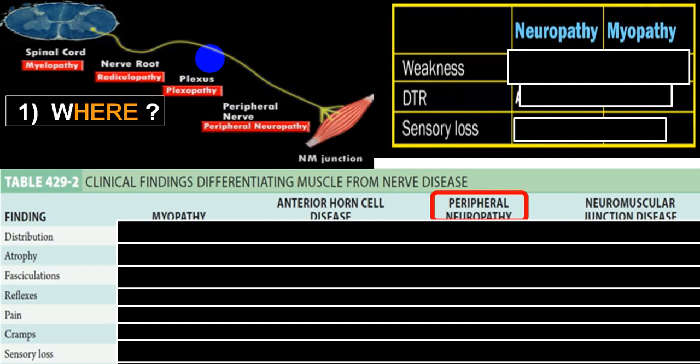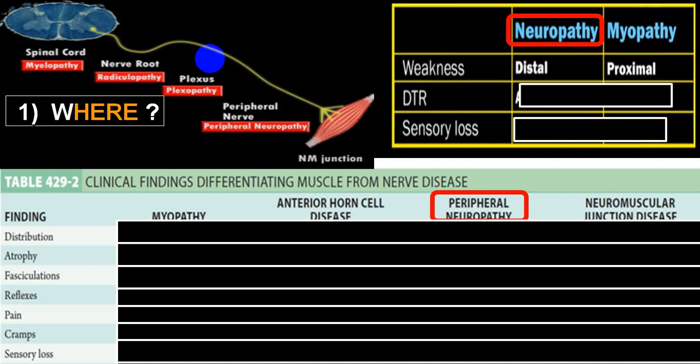So that we call peripheral neuropathy, or the word used is neuropathy. In neuropathy, to differentiate from myopathy, weakness will be more in the distal portion, or distal muscles will be more involved as compared to proximal. While in myopathy, the proximal is more involved as compared to distal.